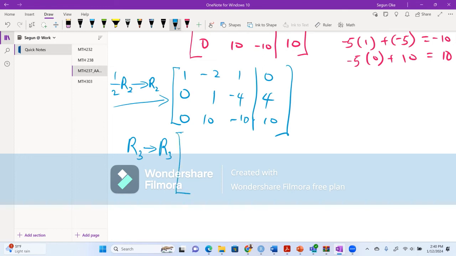Anybody? Do you agree with me? Multiply 1/10 by your R3, you have it to be 1, -2, 1, 0. 0, 1, negative 4, 4. 0, 1, negative 1, 1. Do you agree with me?